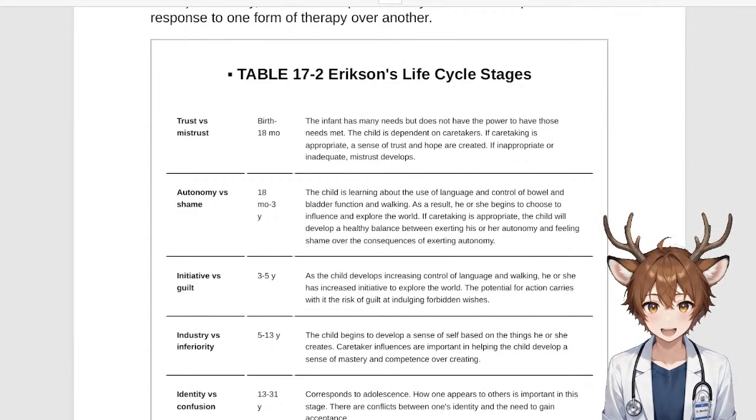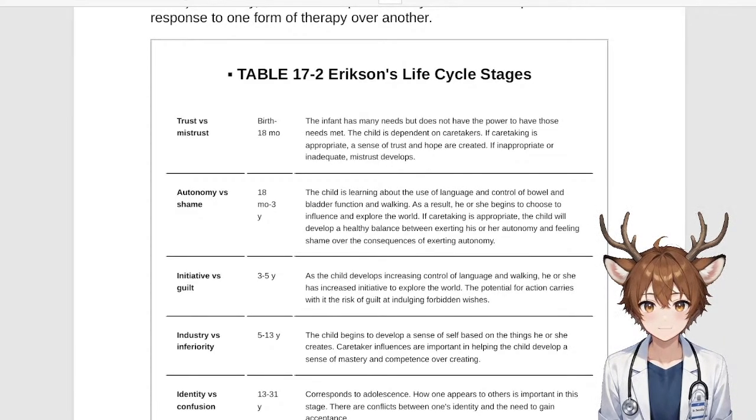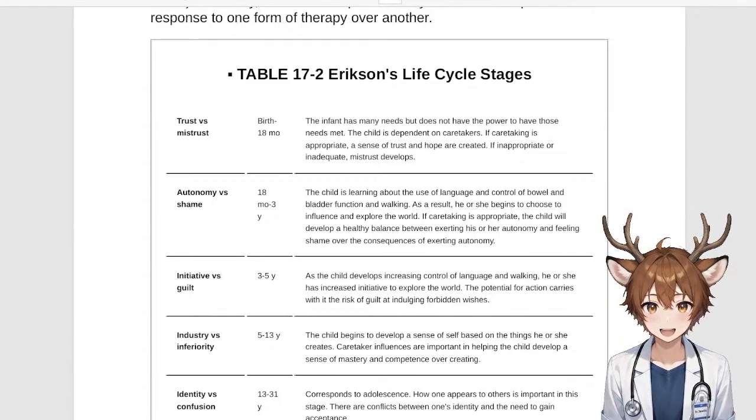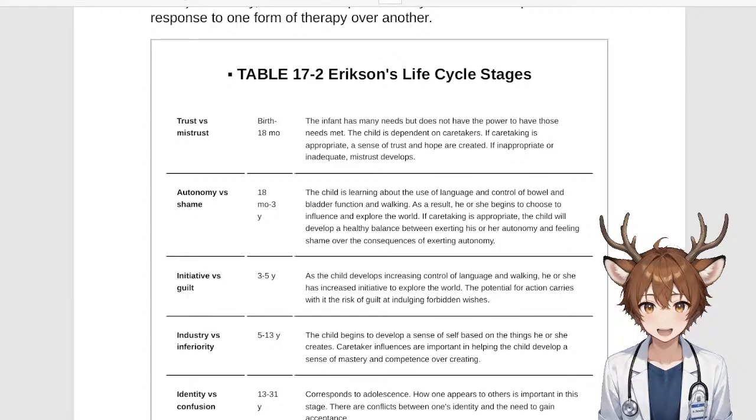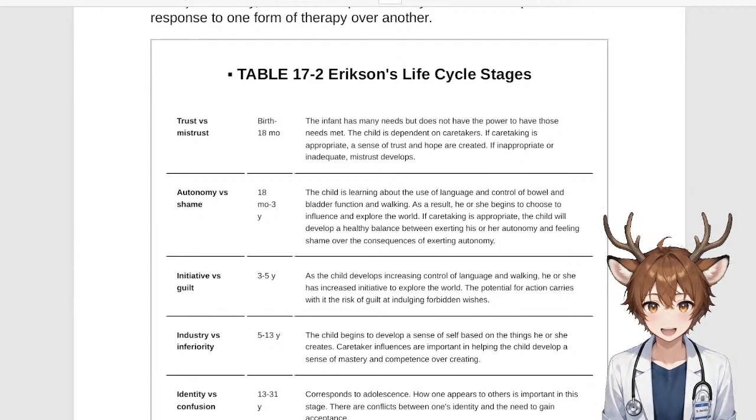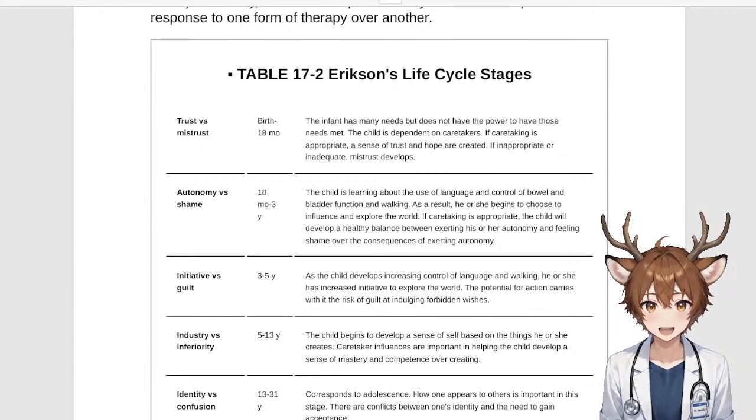Initiative versus guilt, which is going to be between 3 years and 5 years. As the child develops increasing control of language and walking, he or she has increased initiative to explore the world. The potential for action carries with it the risk of guilt at indulging forbidden wishes.